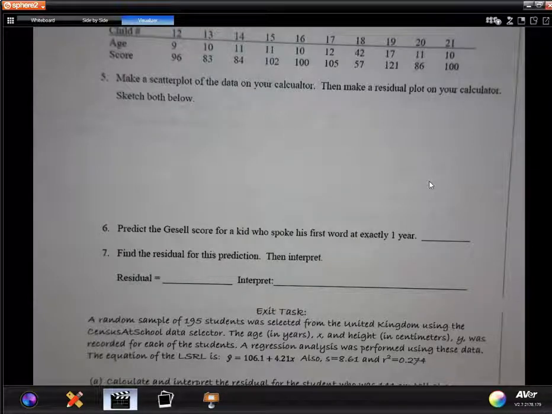Can you show how to pull up the graph for the residuals again? It's just like a scatter plot. Just make sure you highlight age and residuals, and then it's a scatter plot.